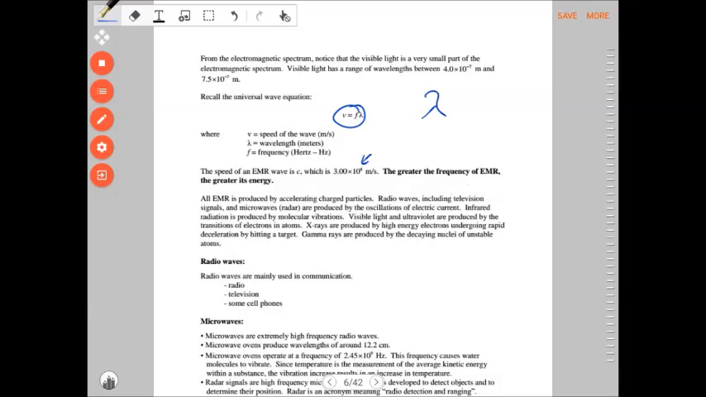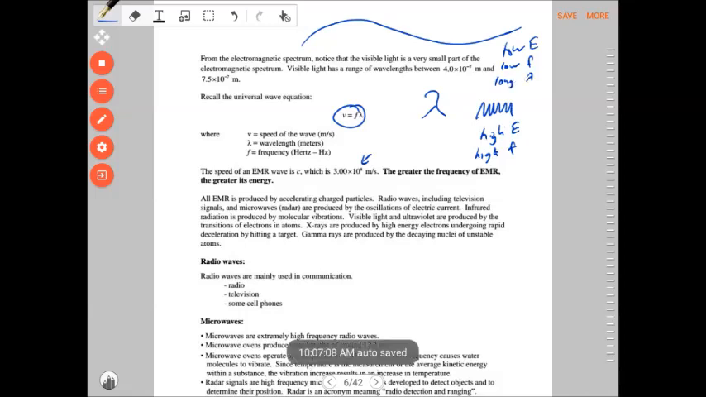The greater the frequency of EMR, the greater its energy. So high frequency means high energy. Those are the really short waves. The really long radio waves are low energy. This one's high energy, and this one is a high frequency. Remember, frequency means how often it happens. This one's a low frequency, and this one is a very long wavelength. The energetic ones have very short wavelengths. Again, just patterns.